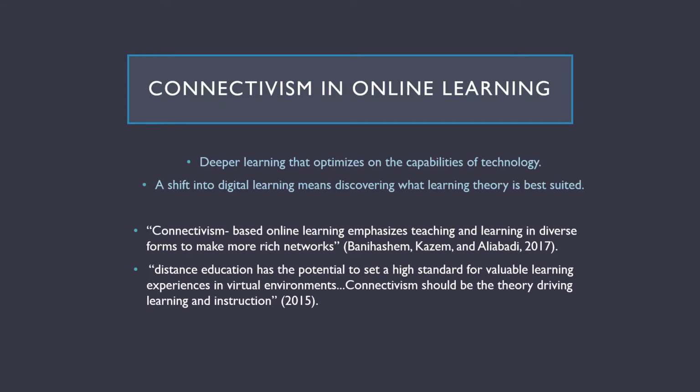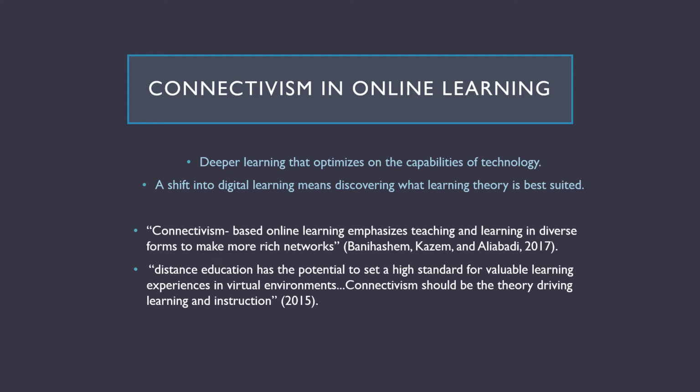When we talk about connectivism and online learning, we're really talking about making sure that students have deeper learning opportunities, and we're doing that through optimizing on the capabilities of the technology that we're using to teach and learn from. When we shift into digital learning, we need to make sure that we are discovering and solidifying what learning theory is best suited. So Banihashemi, Kazim, and Ali Abadi in 2017 talked about the rich networks that can form by optimizing connectivism in online learning environments.